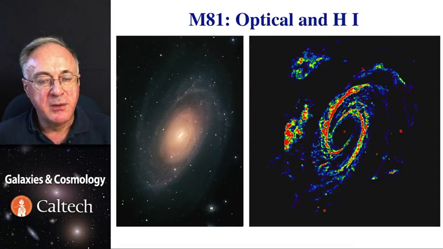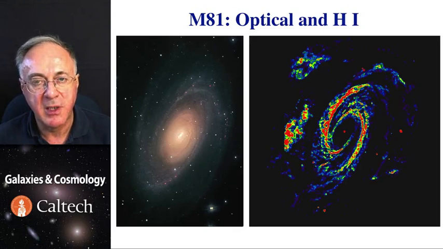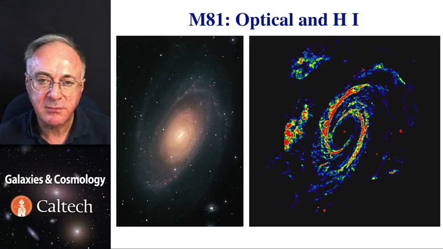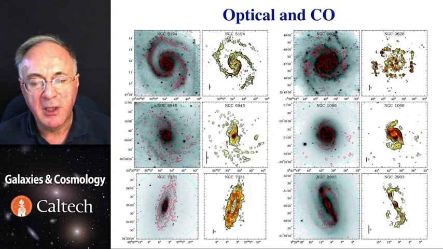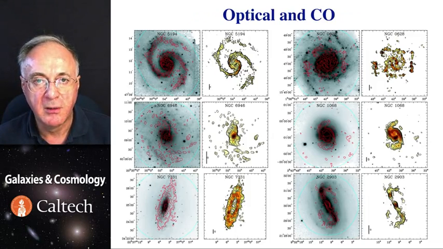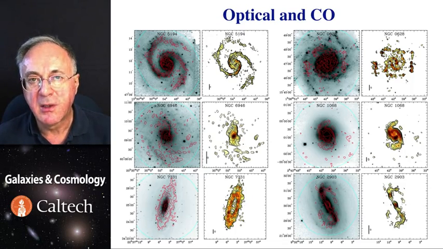So here is a simple comparison of optical and hydrogen images of famous spiral galaxy M81 in the Virgo cluster, and you can see that gas is nicely concentrated in spiral arms, which is, of course, where stars are made, although it tends to be a little more extended. So that was the atomic gas. What about molecular gas? Aside from hydrogen molecule, H2, the next most prominent one is carbon monoxide.